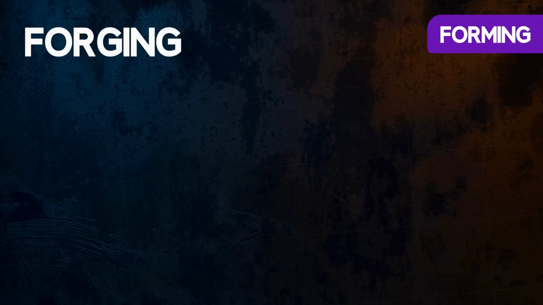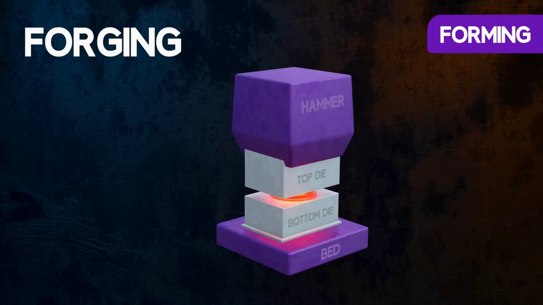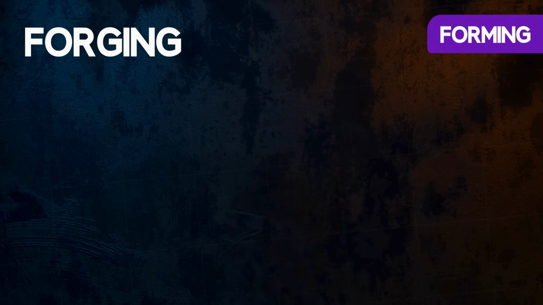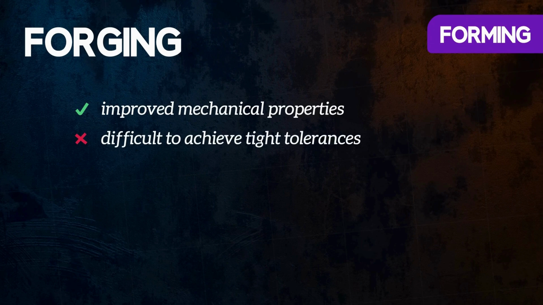Modern forging is done using machines. Enclosed die or impression forging: the metal is placed between top and bottom closed dies. Repeated strokes from the hammer are used to cause the metal to flow into the shape of the dies. Objects produced using forging can have improved mechanical properties compared to objects which are cast, but it can be difficult to achieve tight tolerances using forging, and the required equipment can be expensive.